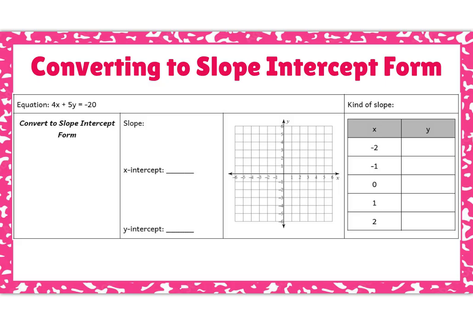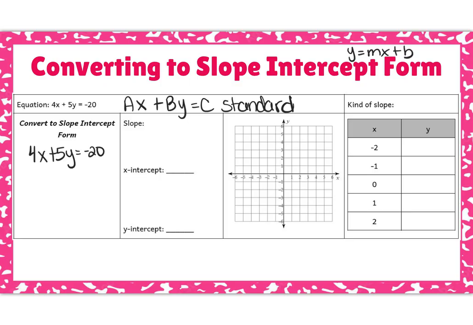So here I want to practice converting my equation from standard form to slope-intercept form. The reason I would want to do this is because in slope-intercept form, it is easier to find the slope, and I can use my graphing calculator when my equation is in slope-intercept form. So even though standard form is useful for your x and y intercepts, slope-intercept form is really the best one to work with. So here I have my equation 4x plus 5y is equal to negative 20.